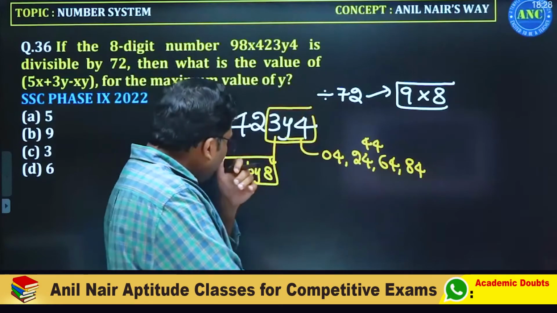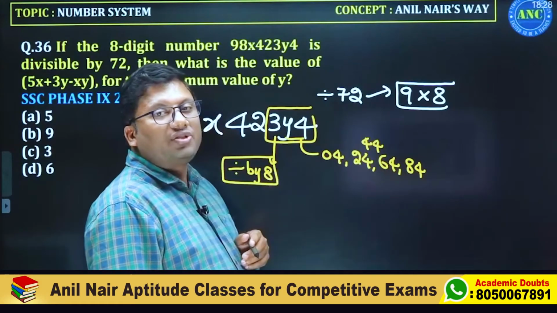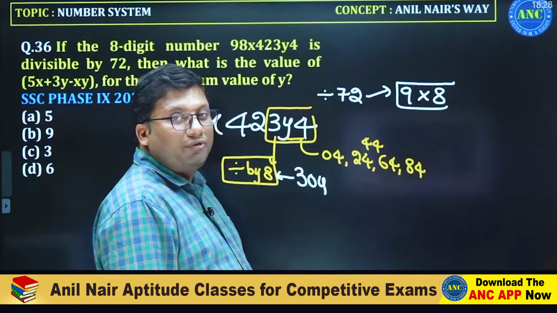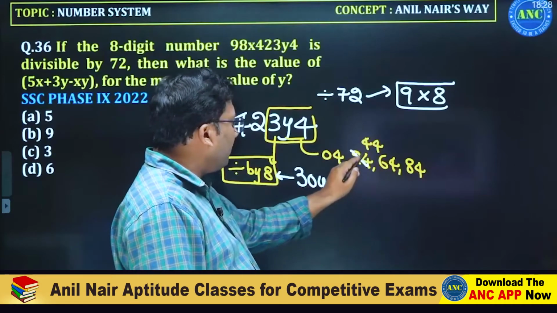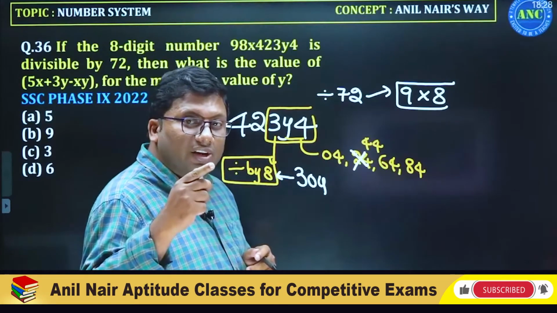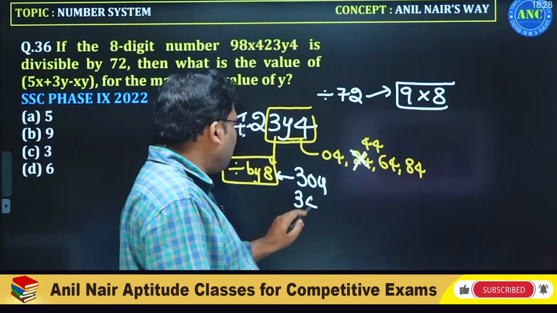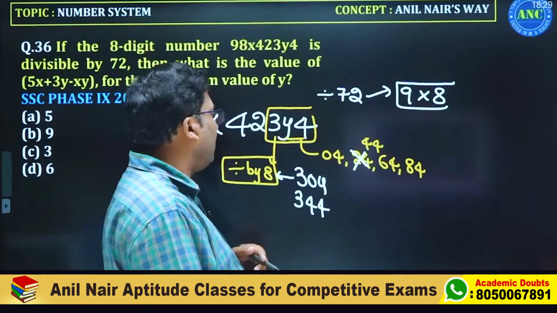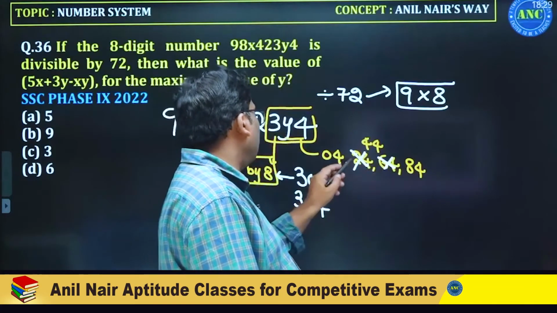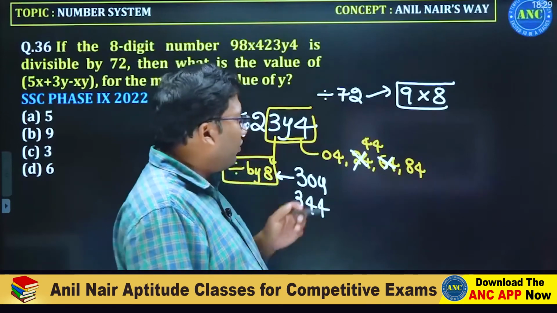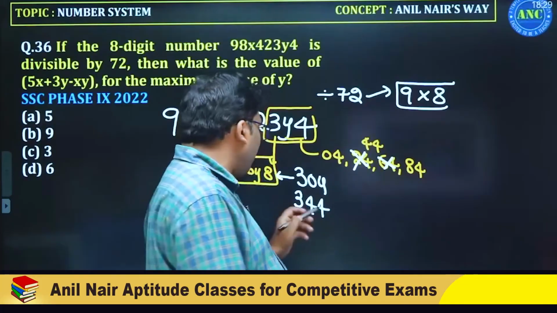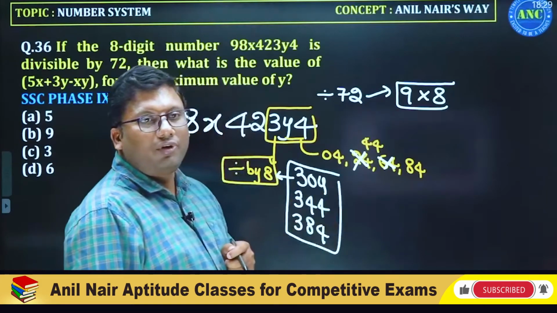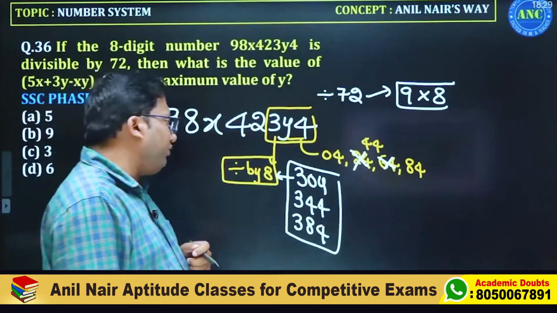Now listen carefully. How many will be divisible by 8? 304: 8 3s are 24, yes, 304 is divisible by 8. 324: 8 4s are 32, remaining not possible. 344: 8 4s are 32, 24, 8 3s are 24, yes. 364: 8 4s are 32, remaining 44, no. 384: 8 4s are 32, 64, yes. So I got 3 values: 304, 344 and 384.